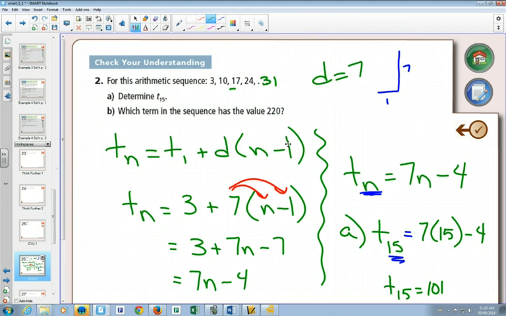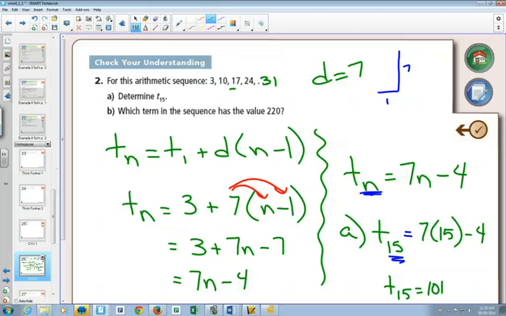The answer is at the bottom, so we can check if we did it right, or you could say, Mr. JR, why does the bottom say a different number? Then you can help me out when I make a mistake. So we've got 101 for that value. So that's how you can find any term in the sequence.